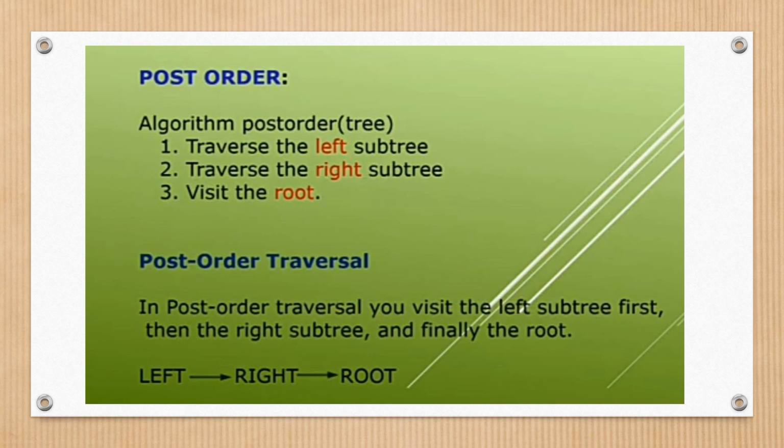Next one is post-order. In post-order, first the left subtree will be visited, then the right subtree, after that the root. For post-order, the order of traversing the nodes is left, right, root. For pre-order, first root, next left, after that right. But in post-order, first left, next right, after that root.